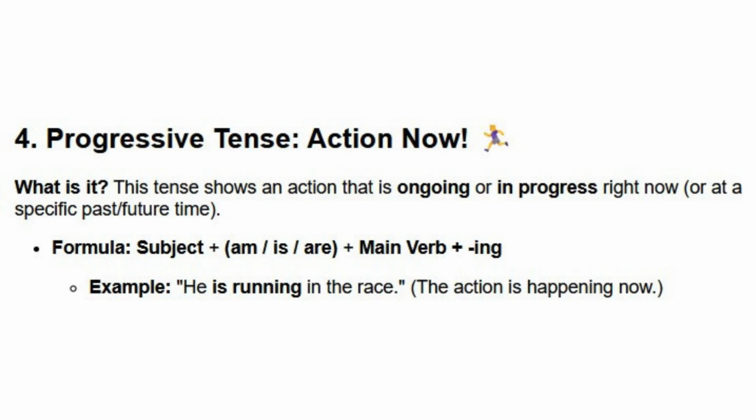Next up, we have progressive tense, action now. So what is it? This tense shows an action that is ongoing or in progress right now, or at a specific past or future time. The formula for this is subject plus am, is, are, plus main verb ing. For example, he is running in the race, meaning that action of running is happening right now.